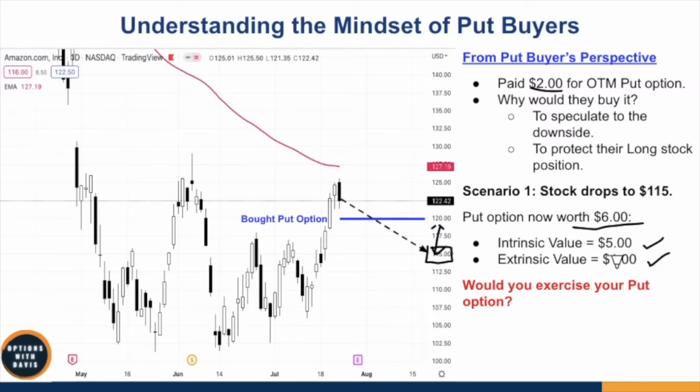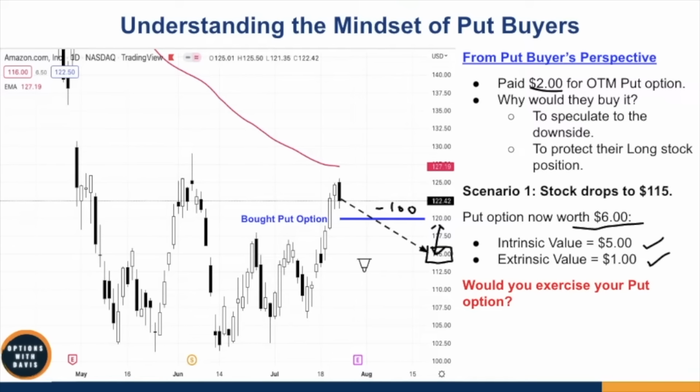At this point, ask yourself this question: would you exercise your put option? You are the put buyer. If you exercise your put option, it means that you will now be short 100 shares at $120. So would you exercise your put option and be short 100 shares at $120? Well, let's walk through this. Let's go through this very methodically.